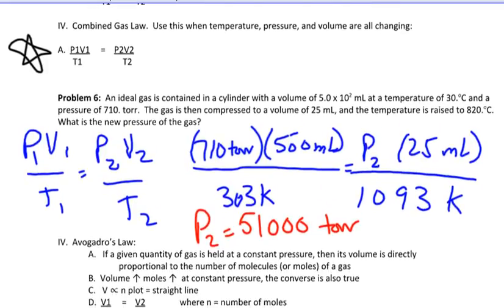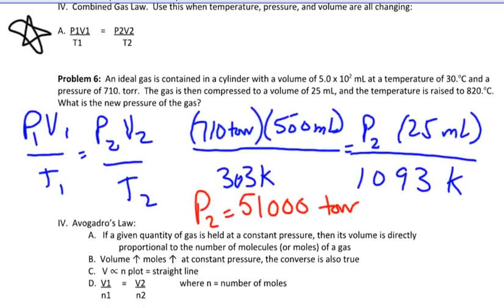We have another law, Avogadro's law. If a given quantity of gas is held at constant pressure, then volume is directly proportional to the number of molecules or moles of a gas. So in other words, volume goes up, moles go up at constant pressure.